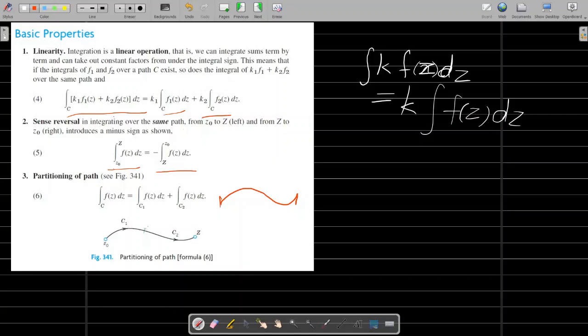Now, even if I partition this curve into two different parts, that is integral over C1, I'm going from z0 to this point, I'm going to call it C1, and z1 to z, I'm going to call the curve C2. So even if I split this into two parts, the integral over C of f of z dz is equal to the integral over C1 of f of z dz plus the integral over C2 of f of z dz.